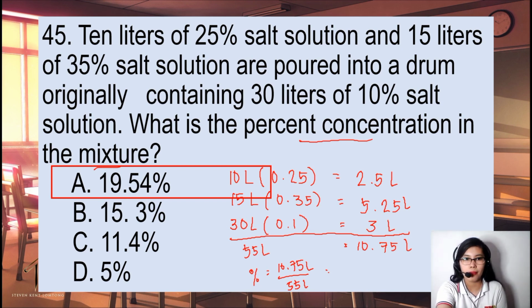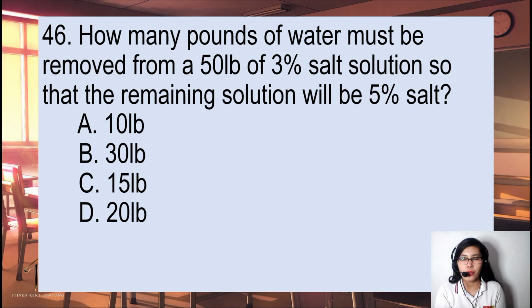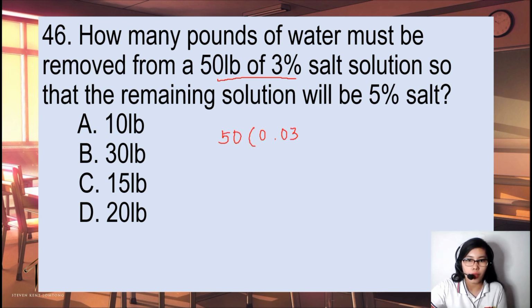Okay. Next, how many pounds of water must be removed from 50 pounds of 3% salt solution so that the remaining solution will be 5% salt? Okay, so we have here originally 50 pounds of 3% solution. So let us write that as 50 multiplied by 0.03.